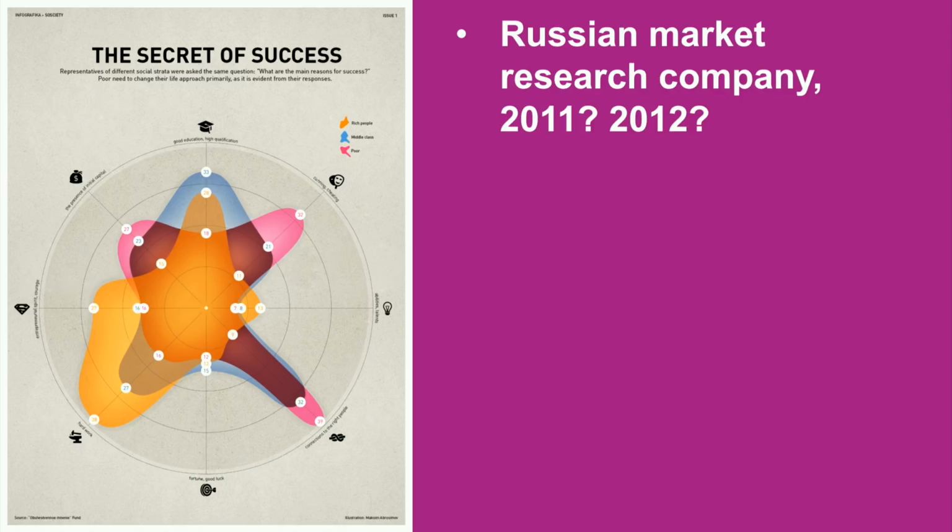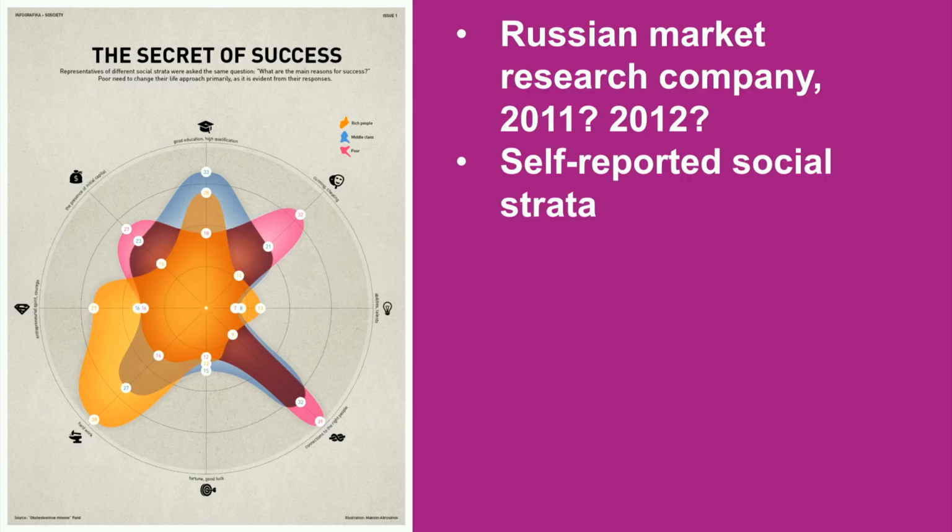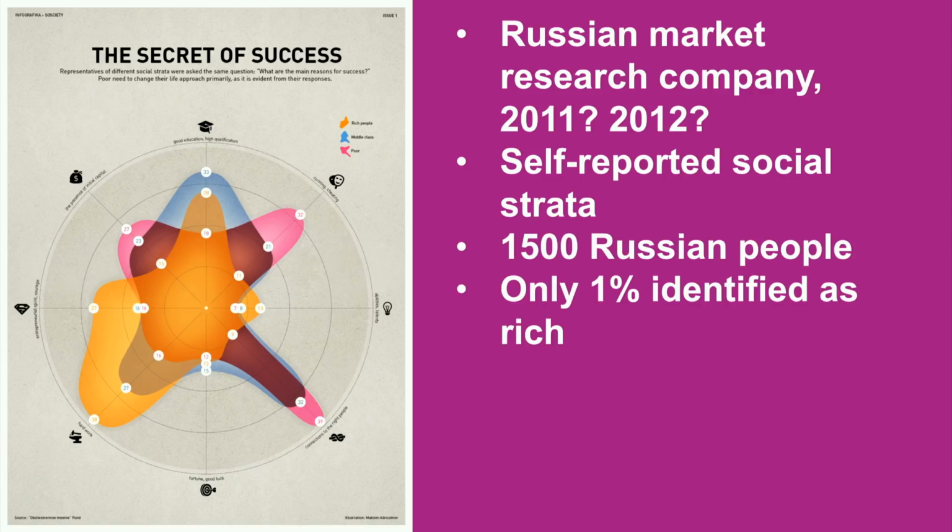What was the breakdown between rich, middle class, and poor? It was if they said they were rich or middle class or poor. Are people likely to say they're rich if they're rich? Are people likely to think that they're rich if they're rich? Not really. So who was in this survey? 1,500 Russian people. This is not a universal subset of people. This was Russian people, 1,500. How many people said they were rich? 1%. So there are 15 people in this data set who are the entire rich strata.